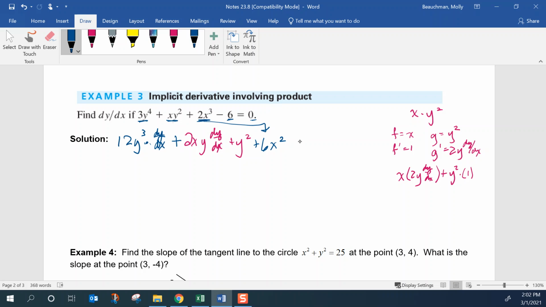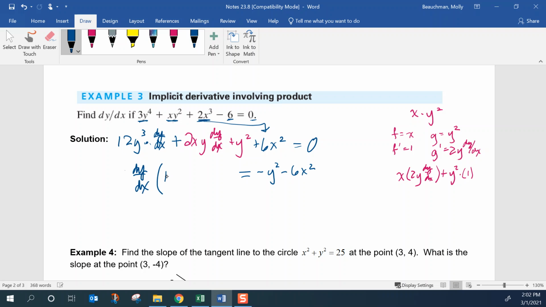And then the derivative of the constant is 0, is equal to 0. Once you've taken the derivative of each individual term, isolate the dy/dx terms on one side. Take the y squared and the 6x squared to the other side. So that becomes minus y squared minus 6x squared.